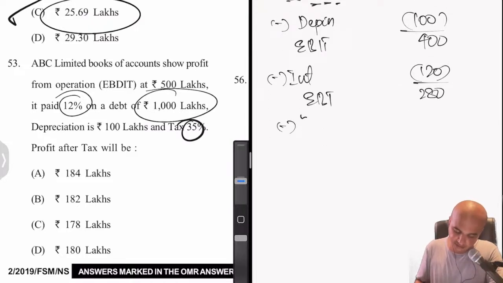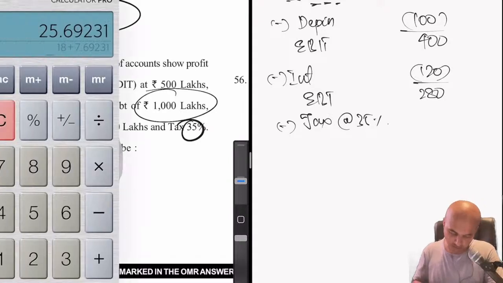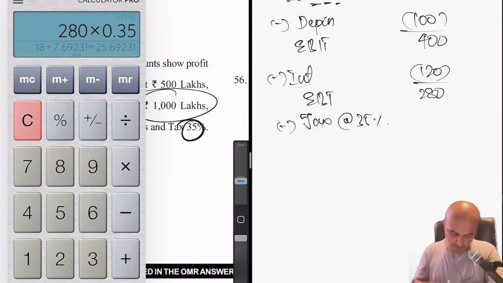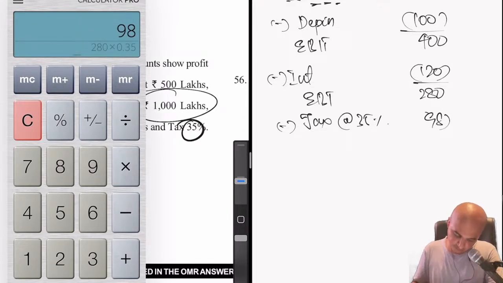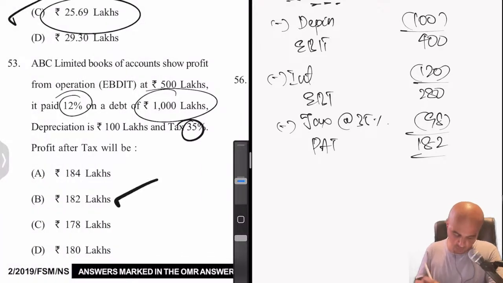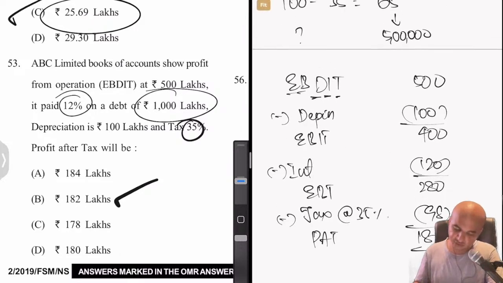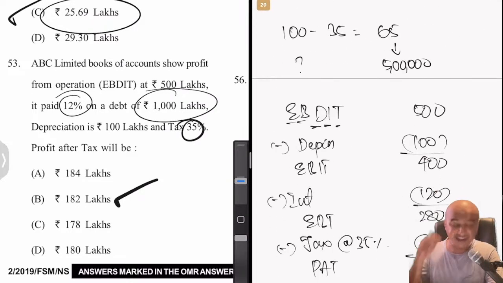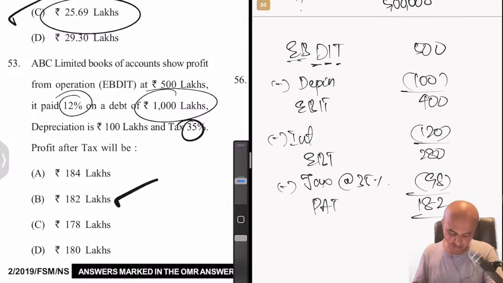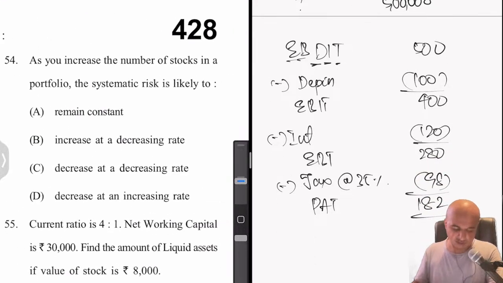Then less tax at 35%. 280 into 35% is 98. So that means 182. Profit after tax would be 182 lakhs. Easy, straightforward, nothing much to do. Here there is no reverse working like in the previous problem. It is a straightforward question. Let's move on to the next one.